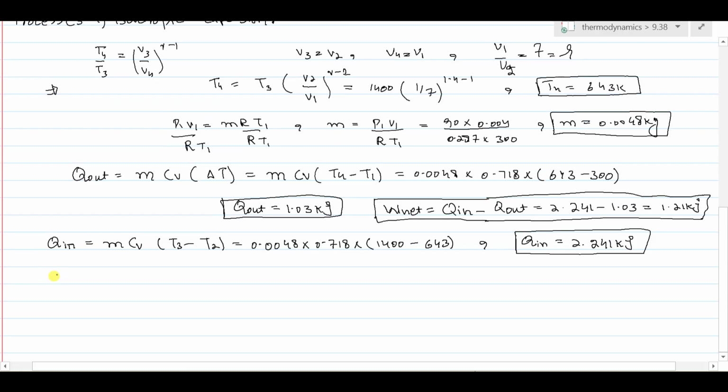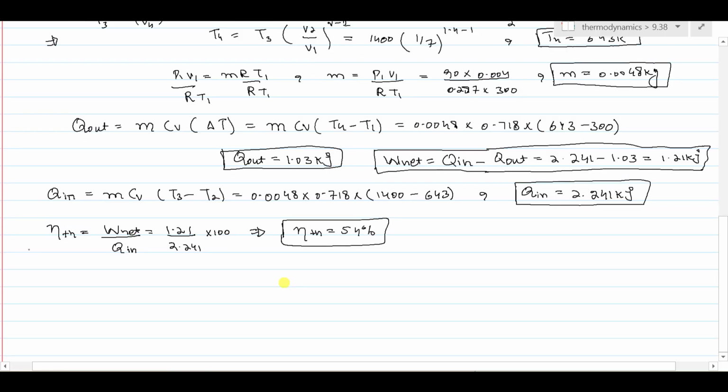Next is to find the thermal efficiency. Thermal efficiency is equal to the net work output divided by the heat supplied, that is Q in. So what is the net work output? 1.21 divided by the heat that is supplied, 2.241, multiplied by 100, and you will get the thermal efficiency of the cycle, and it is almost 54%.